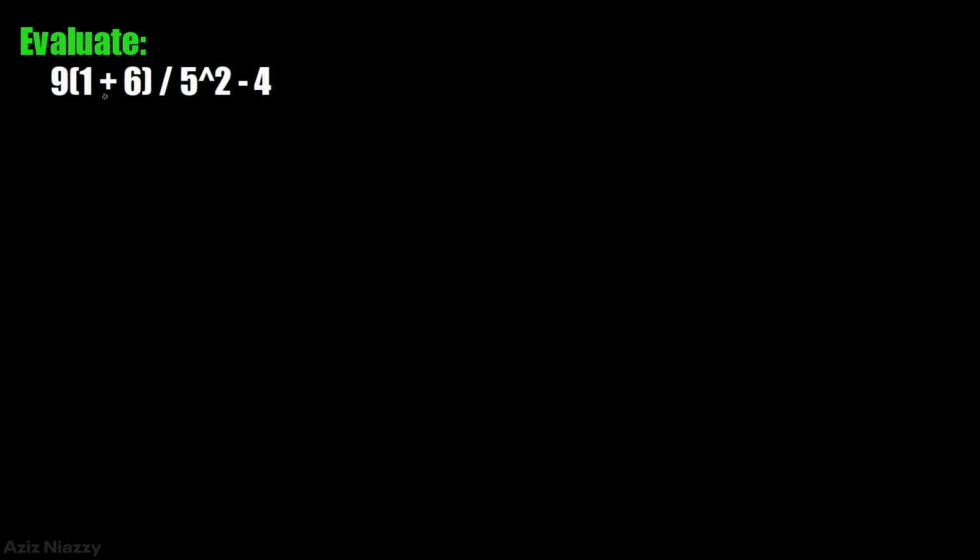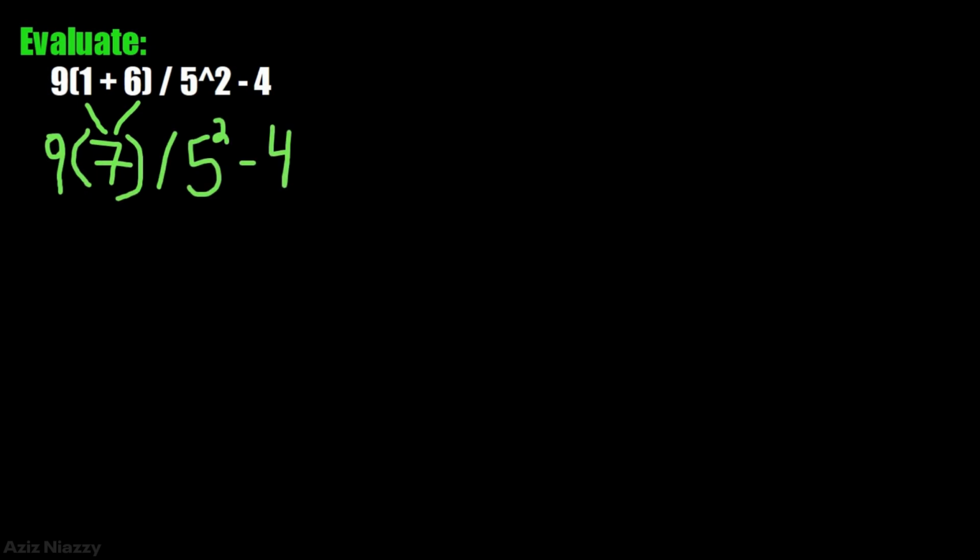So first we see there are parentheses, so first we do the parentheses. 1 plus 6 is 7. Now the problem looks like this. And the next thing we do is the exponent. So 5 to the power of 2 is 25.